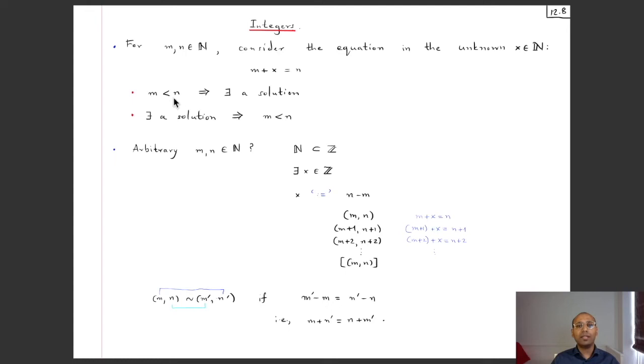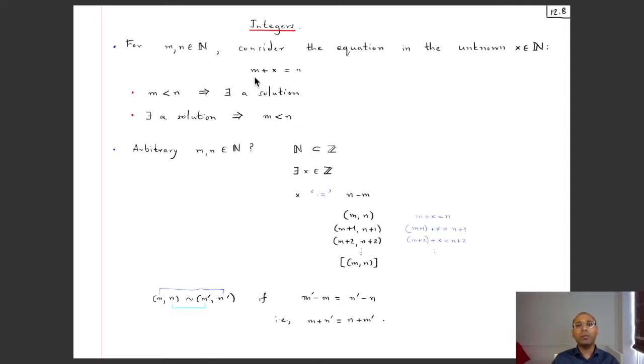Now if m is strictly less than n, that means that there exists a natural number which when added to m gives n. In other words, this equation has a solution. On the other hand, if this equation has a solution in the set of natural numbers, then there exists a natural number which when added to m gives n, so m must be strictly less than n. So this equation is solvable in the unknown x if and only if m is strictly less than n.